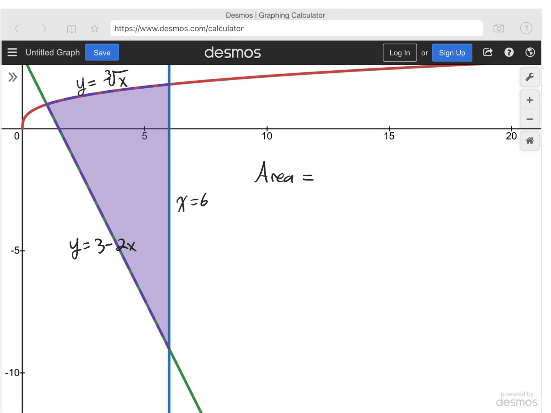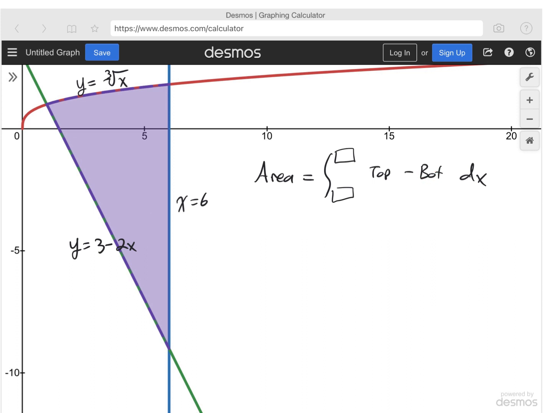So at its core, area between two curves is a definite integral. We're going to have to come up with limits of integration. You have a top function and you have a bottom function. And of course, we are integrating with respect to x. So there's a couple of things that we would need to determine. First of all, what is the top function? Secondly, what is the bottom function?